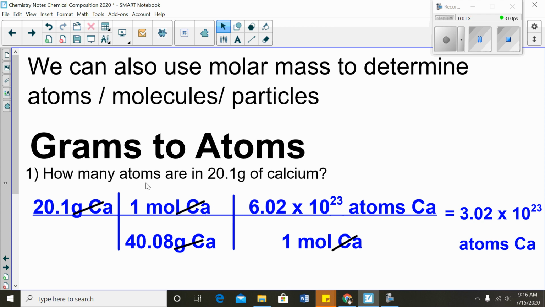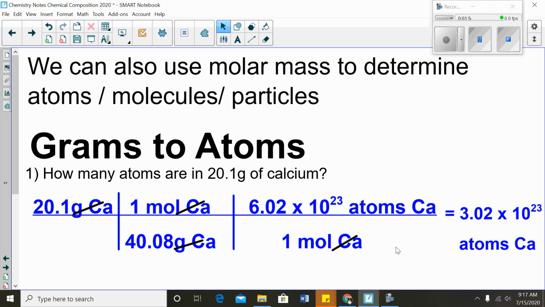But the question was not how many moles are in this mass. The question was how many atoms. So you'll use the second conversion factor that we've been studying. It's the mole to the atom. So in 1 mole, you have 6.02 times 10 to the 23rd atoms. Why is the 1 mole on the bottom? Because you want to cancel the mole of calcium from the previous step. So now you're left with atoms.